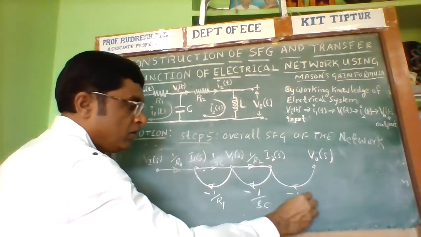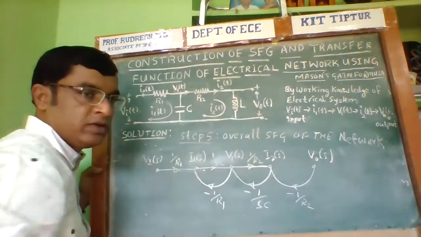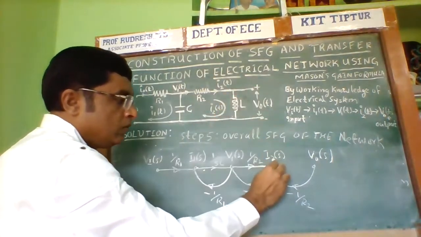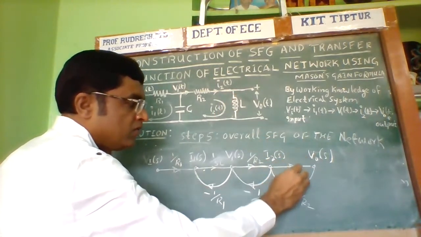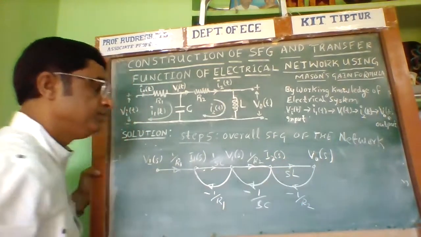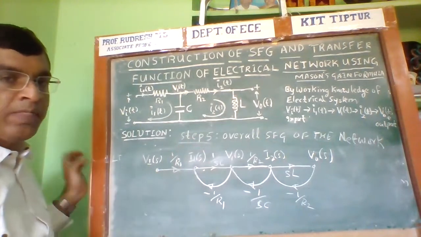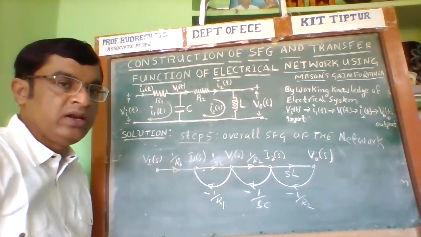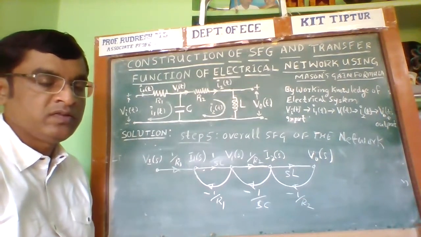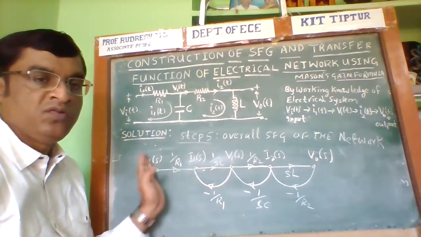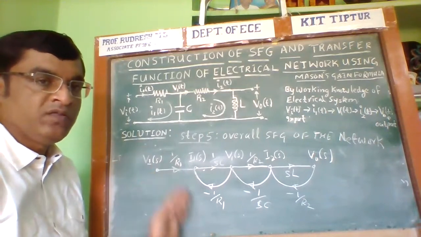This is the 1 by R. Now, what is V0 of S? It is the voltage across the inductor L. Therefore, here there is a branch. I should place the value S into L. Now, this is the overall signal flow graph of the given electrical network. This is the way we go for constructing the signal flow graph for the given electrical network.